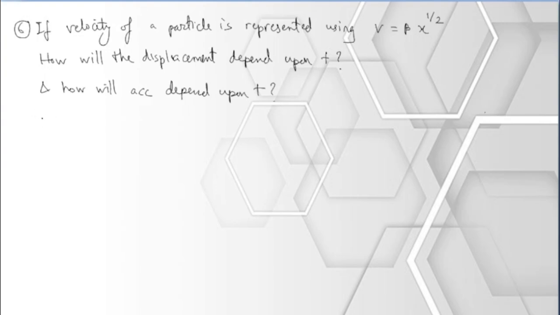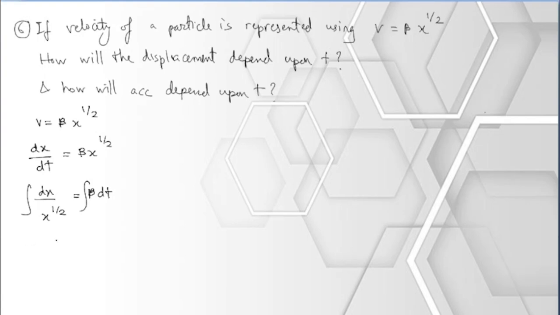So here what is given? Velocity is given. So v equals beta x to the power of 1 by 2, right? And how will displacement depend upon t? So we know dx by dt is velocity equals b x to the power of 1 by 2 or beta x to the power of 1 by 2. dx by x to the power of 1 by 2 equals beta dt. We can integrate both sides, right? Now once we integrate both sides, what do we find?